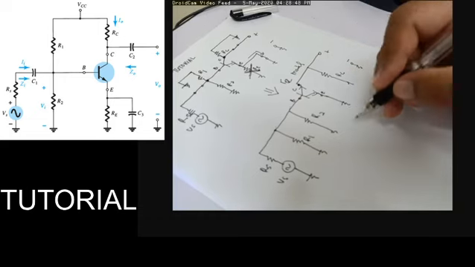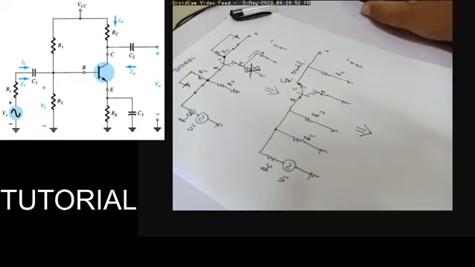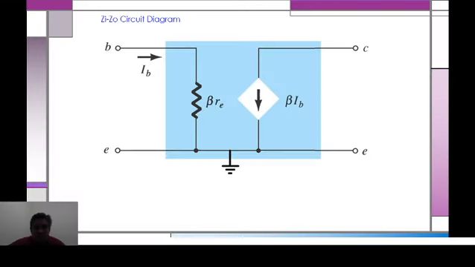Okay, next thing what will happen is, okay class, we go to this slide. As you can see in the slide, this is our re model. B is our base, E is the emitter, and then we have beta re there, and beta IB there, and then we have the collector, and then we have the emitter.